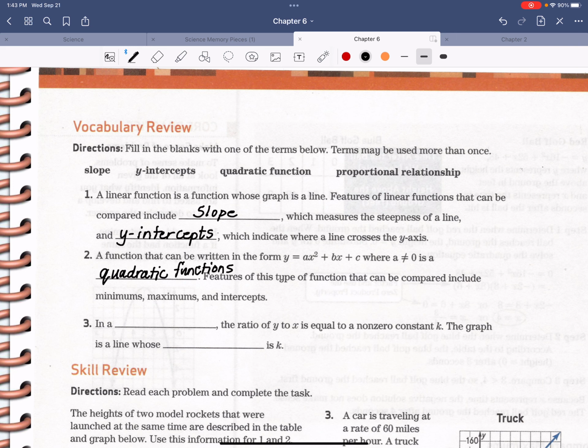In a blank, the ratio of y to x is equal to a non-zero constant k. This is a proportional relationship. The graph is a line whose slope is k. That constant of proportionality is the same as slope.